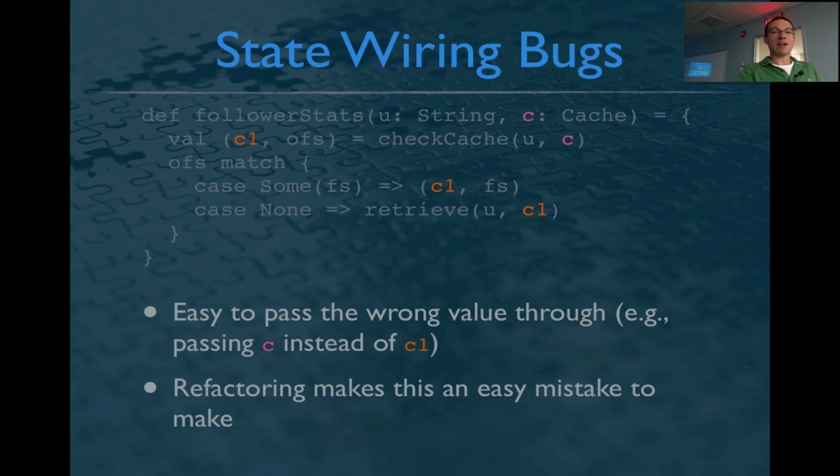But then down here I'm going to match on the value that was returned. That hits the case none, we call retrieve. We pass C into retrieve. And as a net result, we'll get follower stats back, but we're going to lose the fact that we had a cache miss. And this is very simple to do when you're refactoring methods, reordering the way they're called. Code that maybe was right the first time you wrote it all of a sudden still compiles. And if you didn't have proper test coverage for that, you're going to have a big problem.